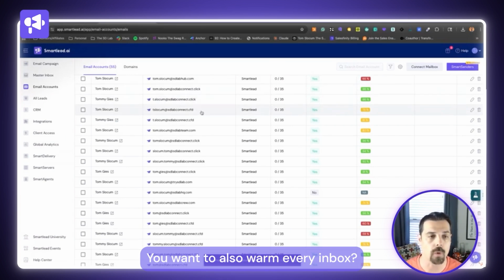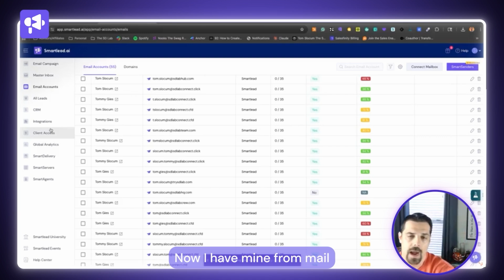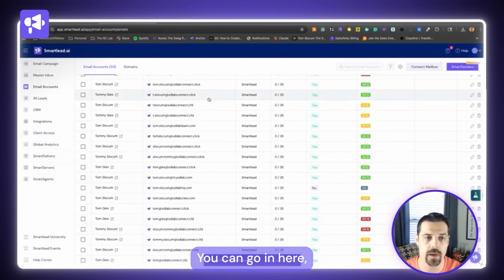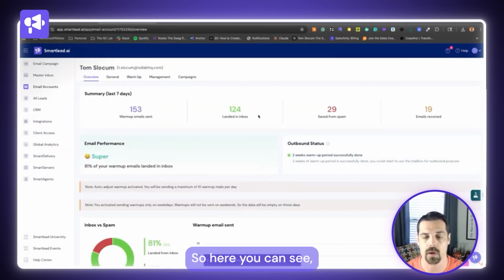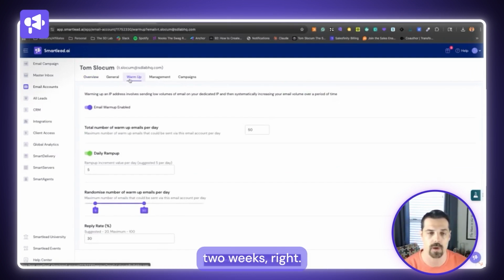You want to also warm every inbox. You can get that right through Smart Lead now. I have mine from Maildoso at the time. We ramp caps. You can go in here and under each setting, you can set your own warm-up. So here you can see under warm-up, you can start kind of tracking and moving. You want a 2-week period. You always want to give them 2 weeks, right?